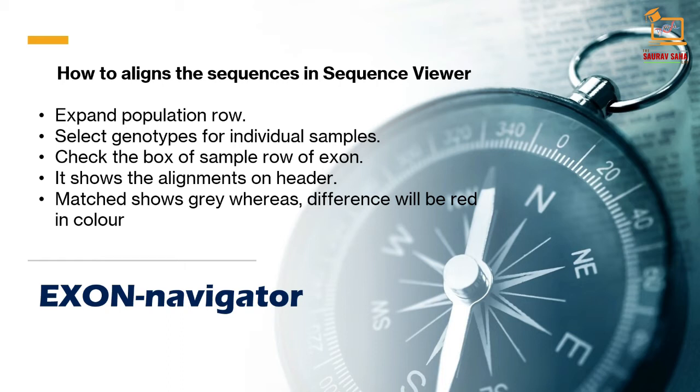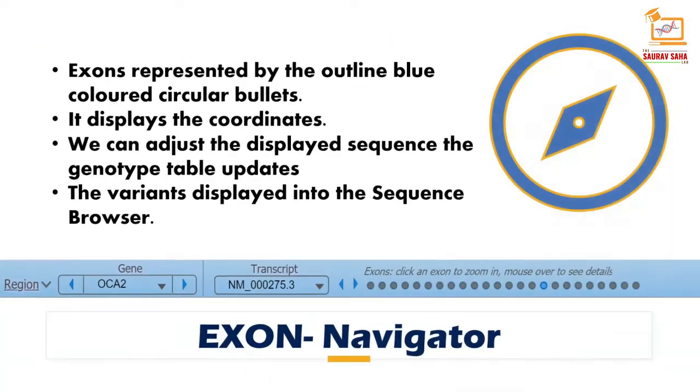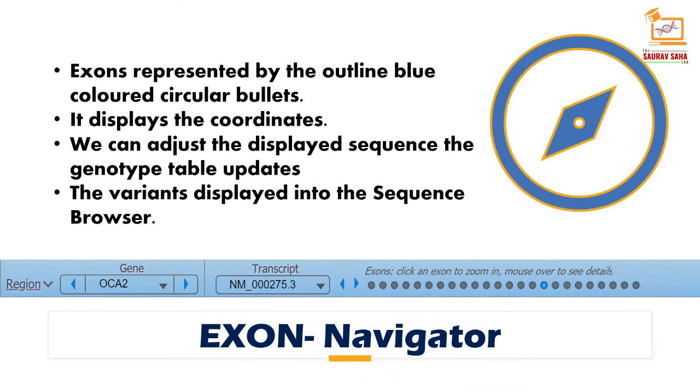Now let's talk about the exon navigator in a detailed way. The current exon is the outlined blue-colored circle. By clicking on it, the boundaries of the exon are shown in the sequence viewer and the coordinates of the exon are displayed under the circles. To zoom out to the boundaries of a certain gene, use the region menu and select an option. For switching between genes displayed in the region, use the gene menu. For switching transcripts, use the transcript menu, and we can adjust the displayed sequence.